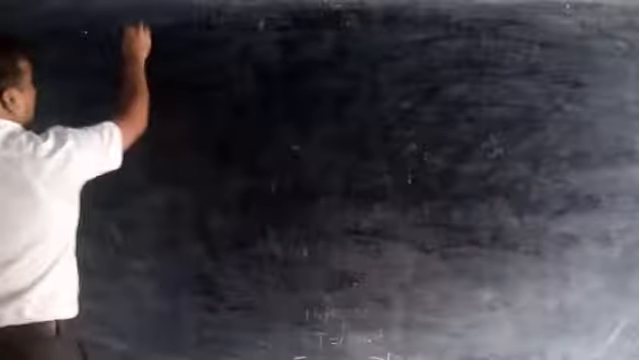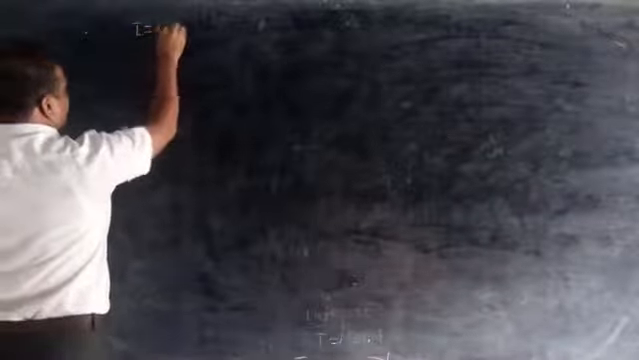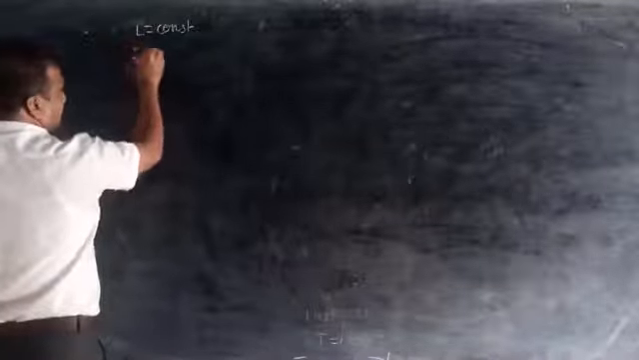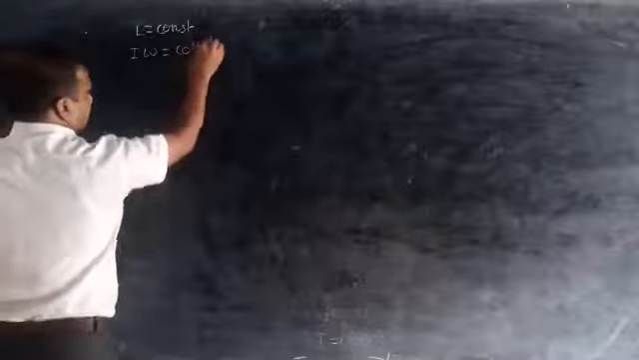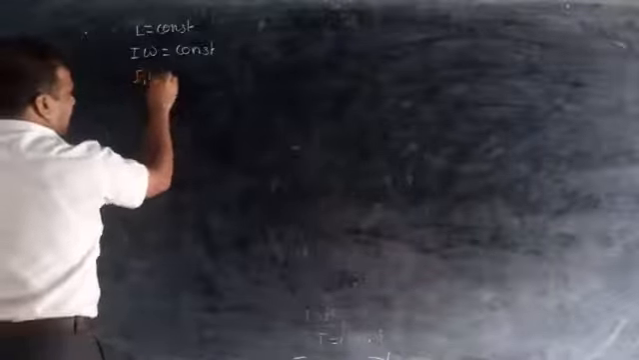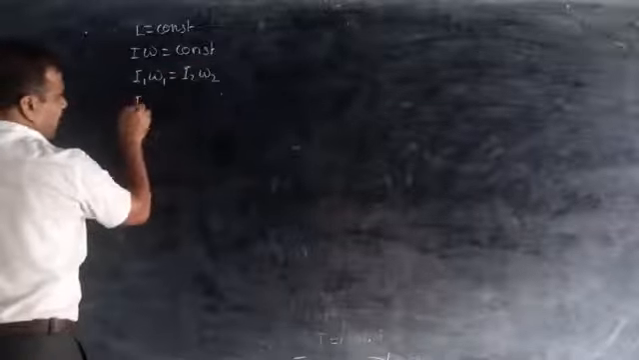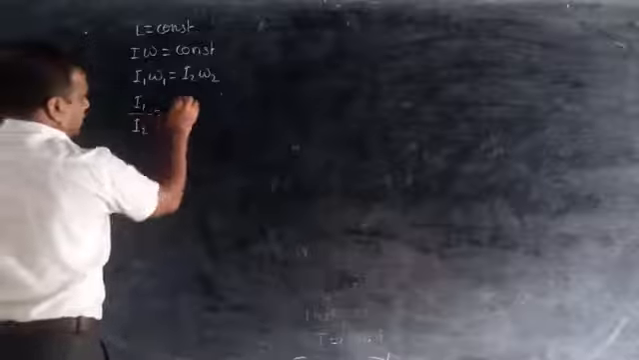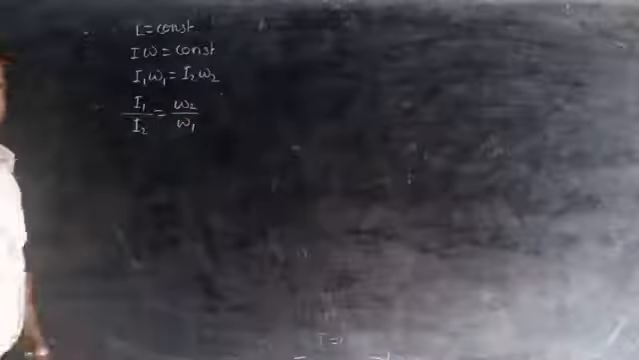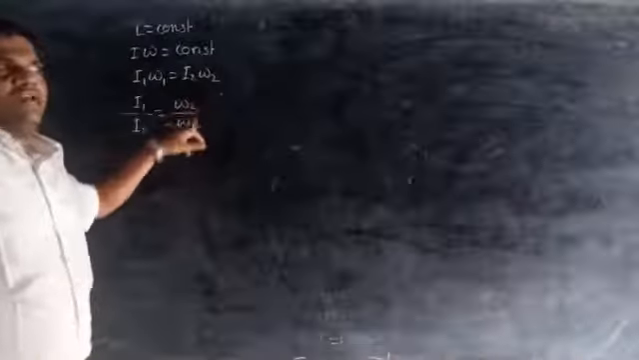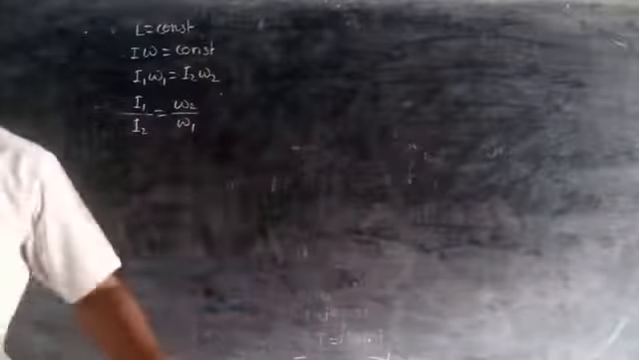Now, as L bar is equal to constant, it means that I omega is equal to constant. It means that I1 omega 1 is equal to I2 omega 2. It means that I1 upon I2 is equal to omega 2 upon omega 1. If I1 is greater than I2, then omega 2 is greater than omega 1, and vice versa. This is nothing but the principle of conservation of angular momentum.